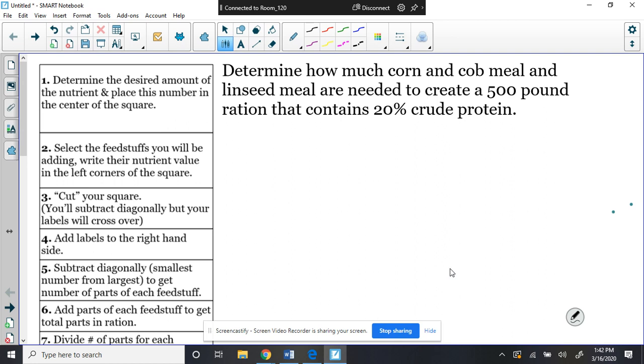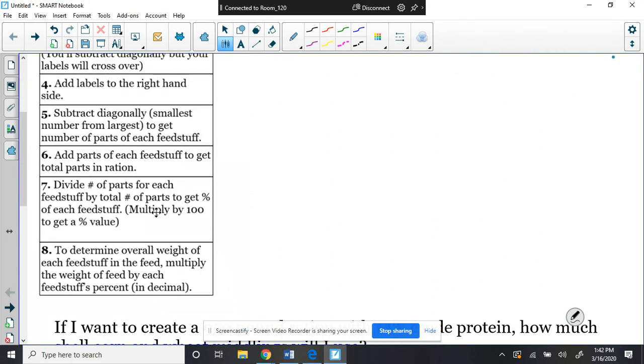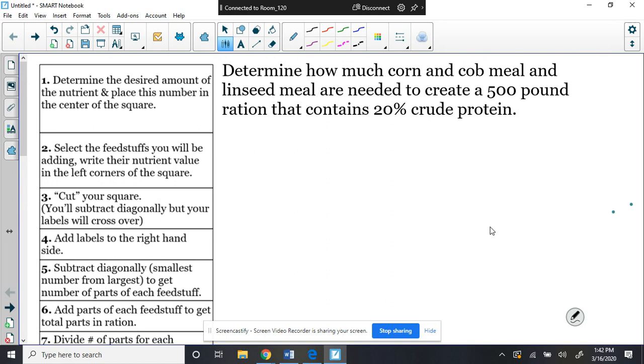Class, it's Miss Chaudhry. In our previous lesson, we went through how to use these 8 steps to accurately create a balanced ration for an animal that meets one of their nutrient needs. Today, you have 3 practice problems to work on.